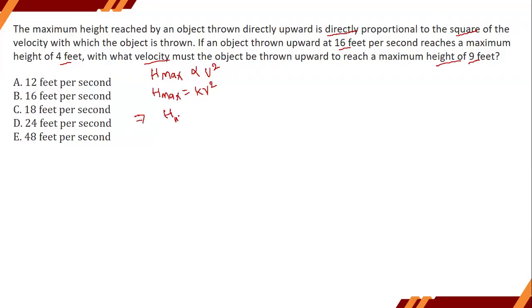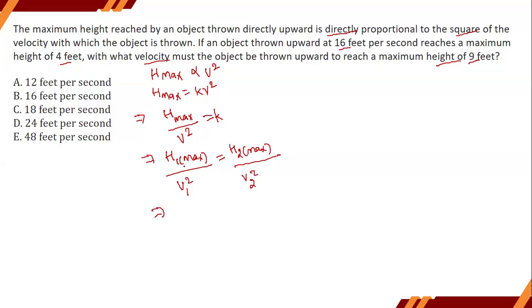That is maximum height by the square of velocity is equal to constant, right? So we can write it as h1 maximum by v1 square is equal to h2 maximum by v2 square. Now we have everything in place over here. What is the initial height given here? h1 is given to us as 4 feet, right?